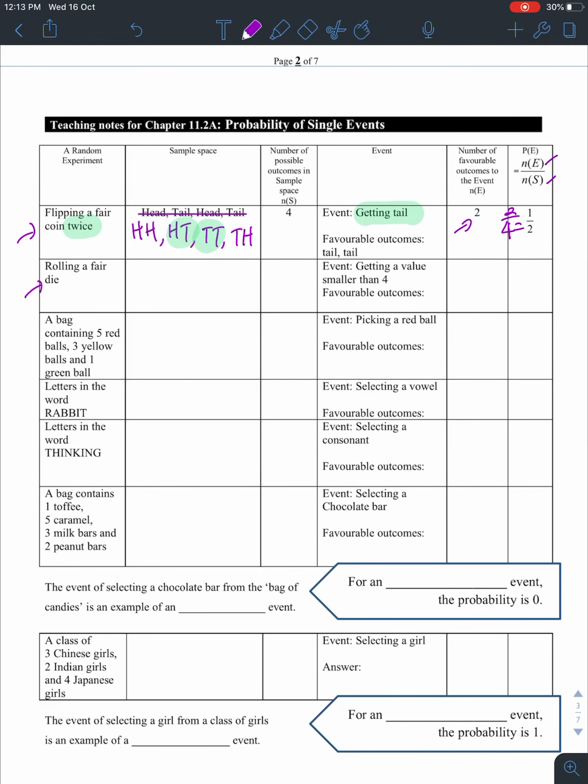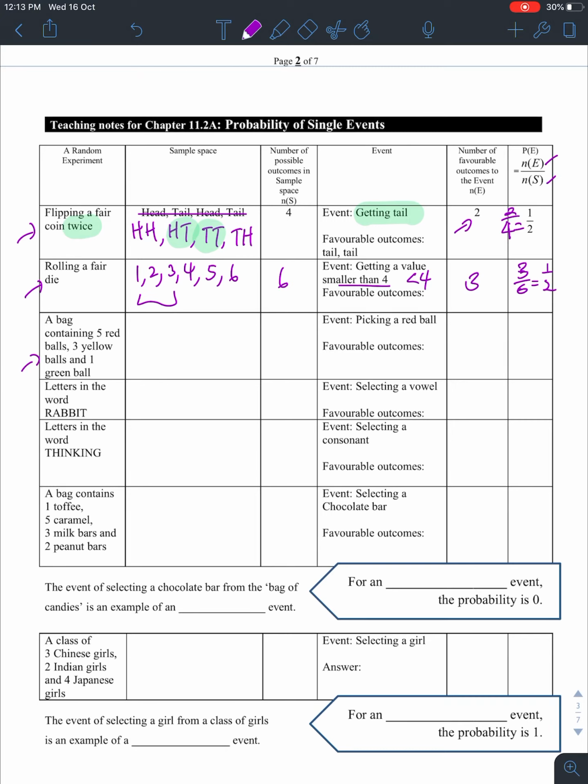Okay. What should be the possible sample space, right? We should be getting 1, 2, 3, 4, 5, and 6. Okay, so the number of possible outcomes would be 6, right? Getting a value smaller than 4, right? So smaller than 4 means strictly smaller than 4, which includes integers 1, 2, and 3. So the total number of outcomes is 3. And the probability of this event happening is simply 3 over 6, which gives us half.